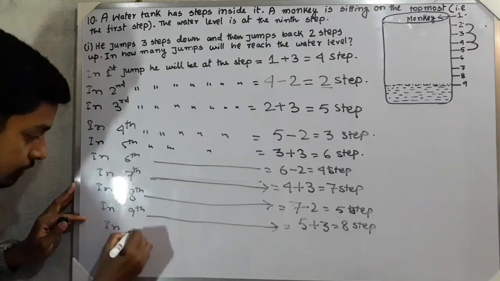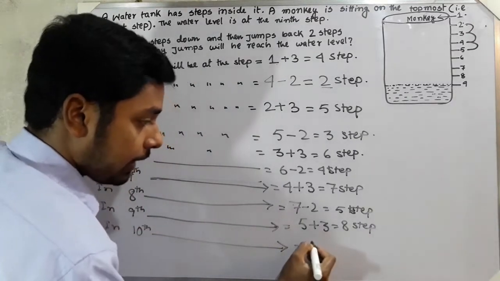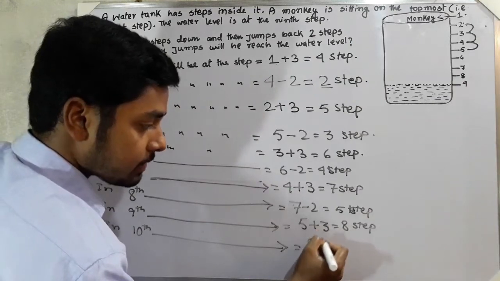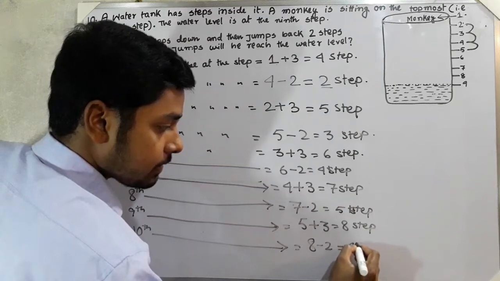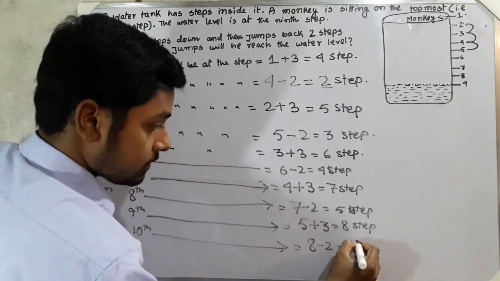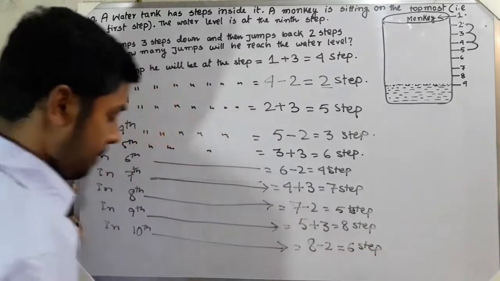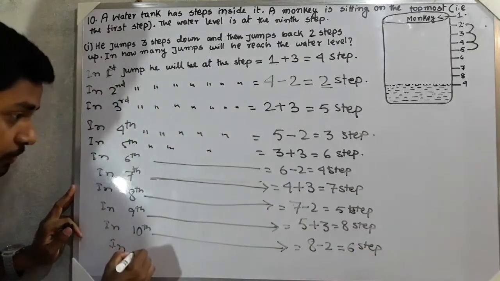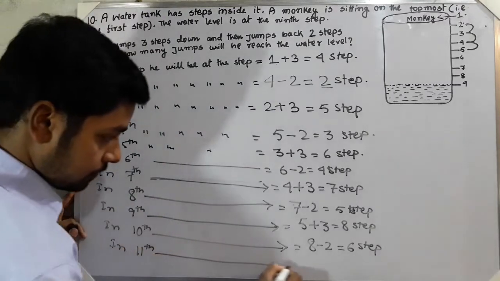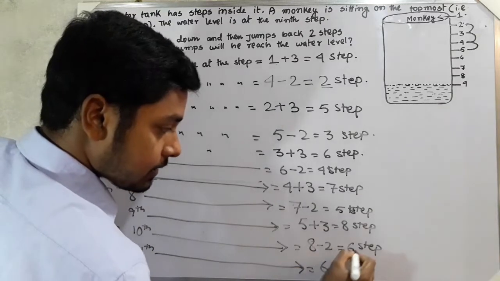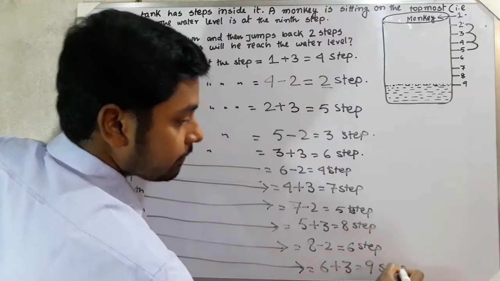And in the next jump, that means at the 10th jump, he will be at 8, then minus 2 steps, 2 steps back, that means the 6th step. And in the 11th jump, 6th step plus 3, that means he will reach the 9th step.